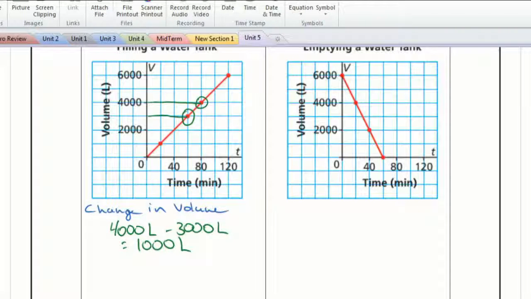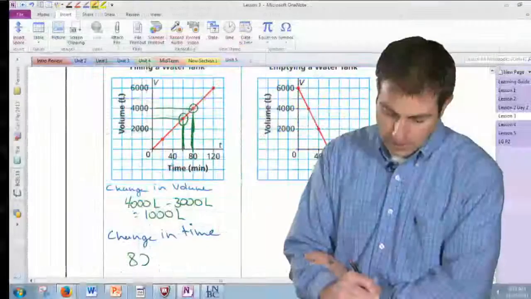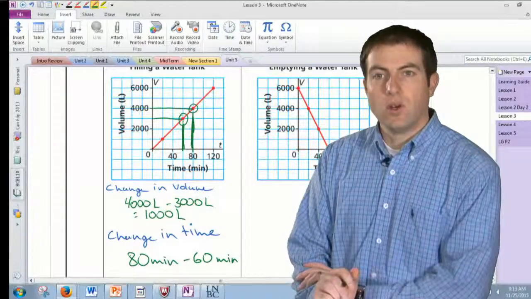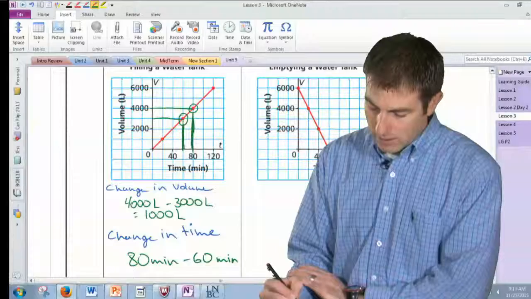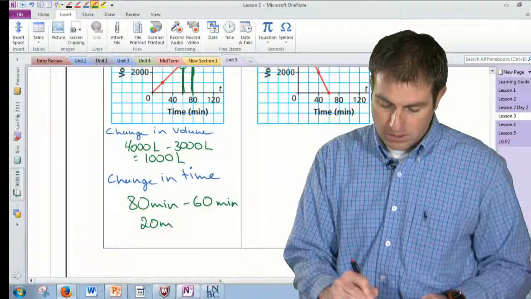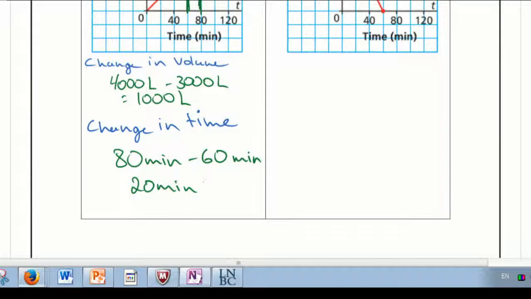I also need to know the change in my other axis, so the change in time. So what 2 points was I dealing with? Well, I started here at this 4,000, which was at 80 minutes, and then I looked at the 3,000, which was at 60 minutes. So my change in time is going to be 80 minutes minus 60 minutes. So the change here is going to be 80 minus 60, which is 20 minutes. So that means every 20 minutes my volume changes by 1,000 liters.